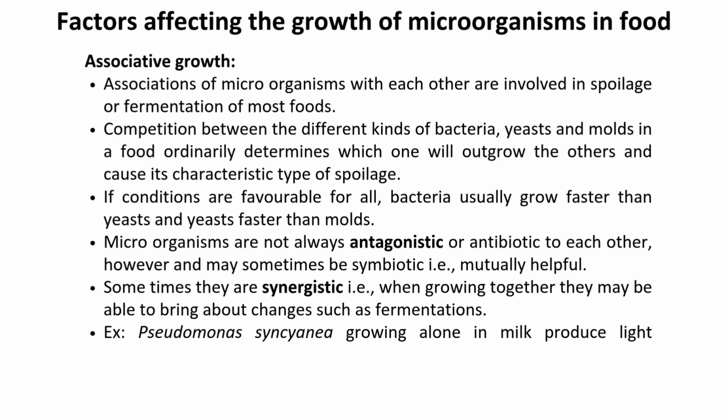Associations between different microorganisms are involved in the spoilage or fermentation of most foods. Competition between bacteria, yeasts, and molds in a food usually determines which one will outgrow the others and cause its characteristic type of spoilage. If conditions are favorable for all, bacteria usually grow faster than yeasts and yeasts faster than molds. However, microorganisms are not always antagonistic. They can sometimes be symbiotic, meaning mutually helpful. Sometimes they are synergistic, where growing together they can bring about changes like fermentations that neither could achieve alone.